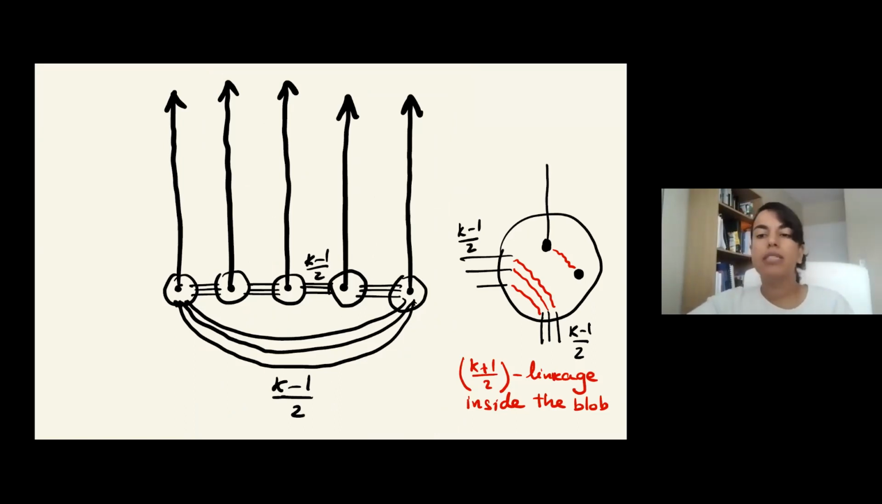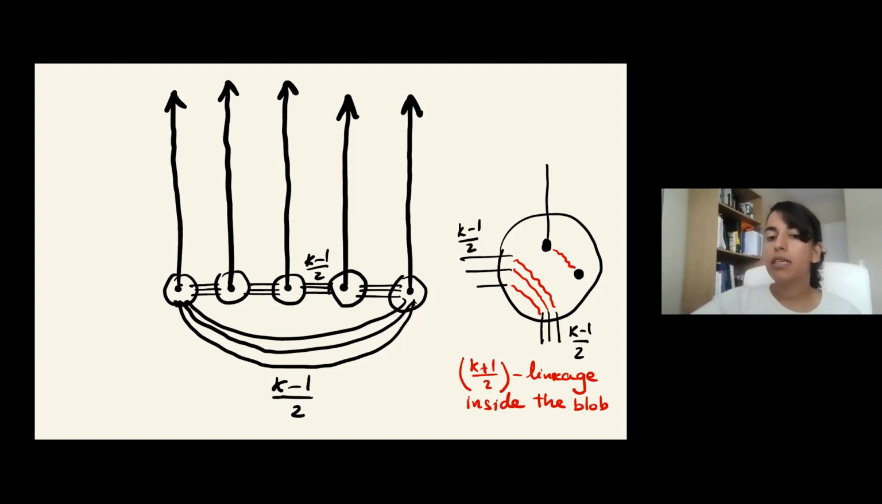Again, oversimplify, and suppose we have only one terminal per blob. So the path that went through this when it was a vertex needs to be now done like this. And between the only terminal here and the only way for it to go outside without using those is this. So we will need a (k+1)/2 linkage inside the blob.